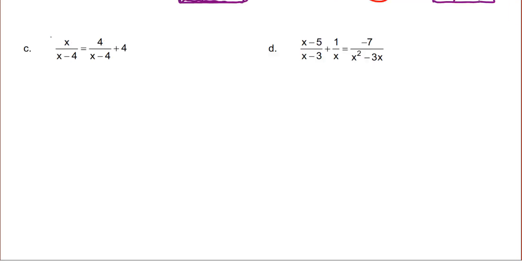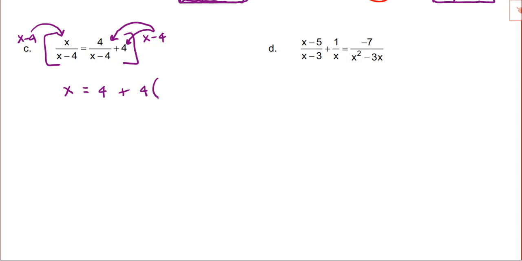Okay, in C, who is the common denominator? X minus 4. When I multiply here, who's left? X. When I multiply here, who's left? 4. Plus, when I multiply here, nothing disappears, right? I have the 4 left and the x minus 4. Here we go. Alright, if I keep going, I get x equals 4 plus what?